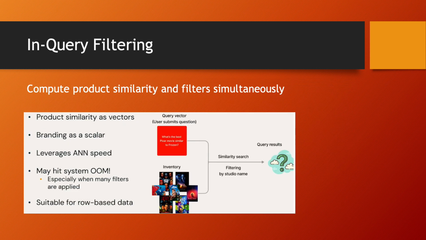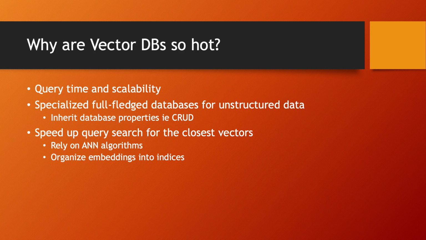Let's talk about query filtering. Here we compute product similarity and filters simultaneously. As seen in the diagram, it calculates product similarity as vectors. Branding could be a scalar. It leverages ANN speed, but may hit out-of-memory issues, especially when the filters are applied, and it's suitable for row-based data. So you have a query vector, right? Like the user submits a question, and then it goes to the inventory, finds the similar items, and then returns the query results.